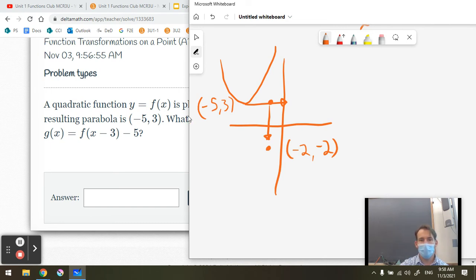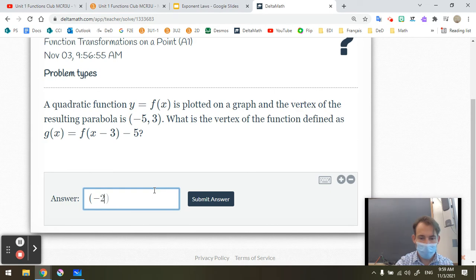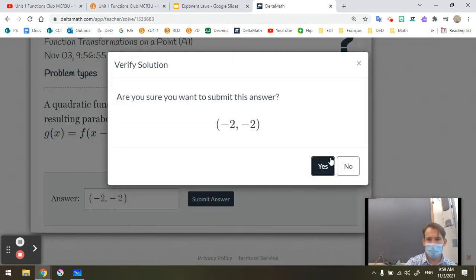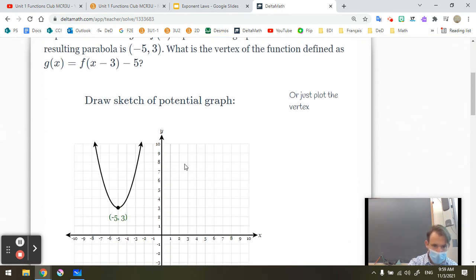Now this is at the point negative 2, negative 2. Because I took negative 5 and I moved that to the right 3, so that's now at negative 2. And then I took this point at y value 3, and I moved it down 5. So now it's at negative 2. Negative 2, negative 2. Submit answer. Yeah, so that's good. So draw a sketch. So we did that. Cool.